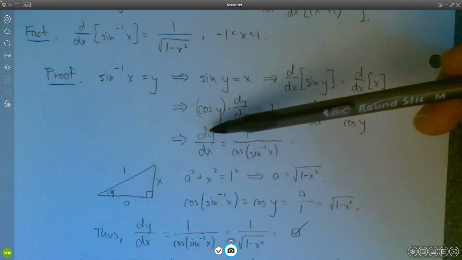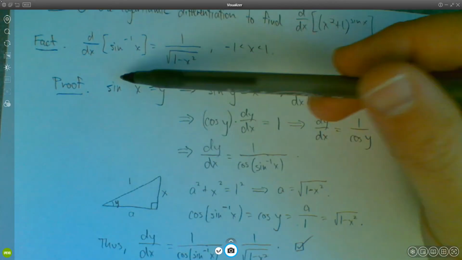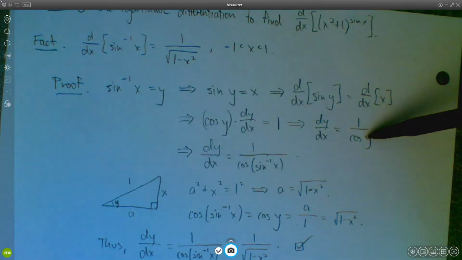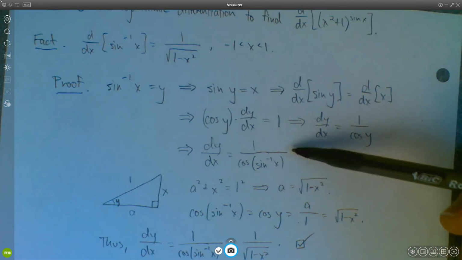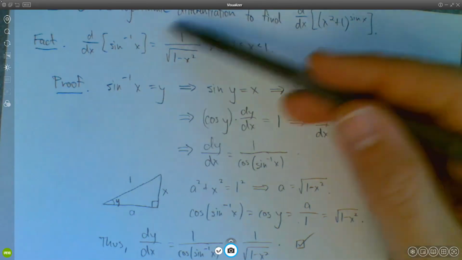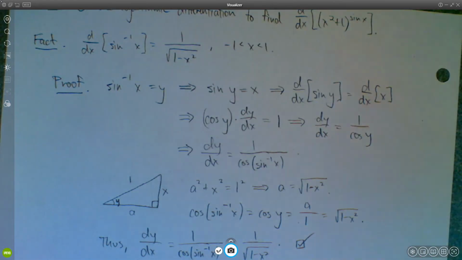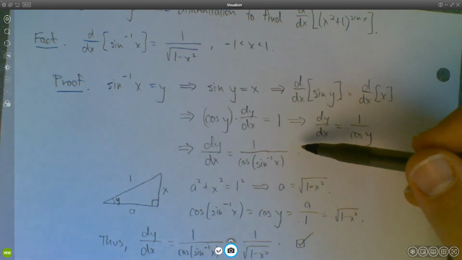What I will say though is, what was y? Y was sine inverse of x. So 1 over cosine y is really 1 over cosine of sine inverse of x. And you might think, well, that doesn't look like the formula that we were supposed to get, right? That doesn't look like 1 over square root of 1 minus x squared. Well, it does if you do a little bit of trig on it.